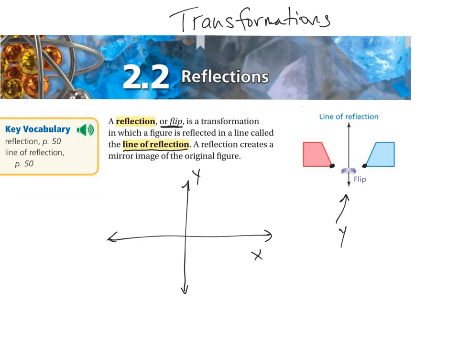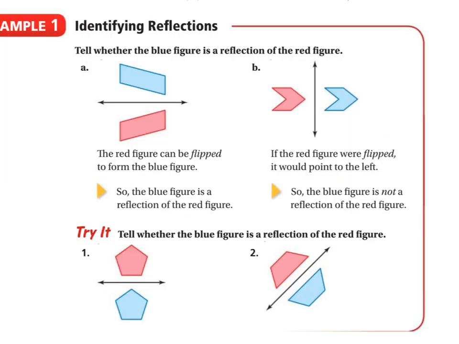I always say if you were to take a piece of paper and fold it, so that this vertical line was the crease in the paper, then these points would match up, and these points would match up, and these points would match up, and so on. So let's get into it a little bit. Keep in mind the word flip. We're going to identify these as reflections or not reflections.